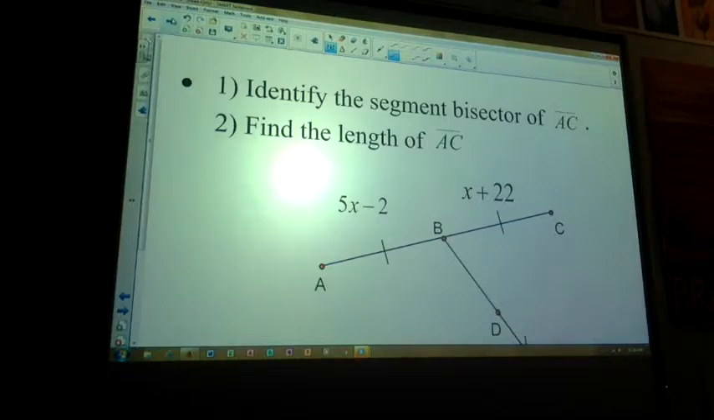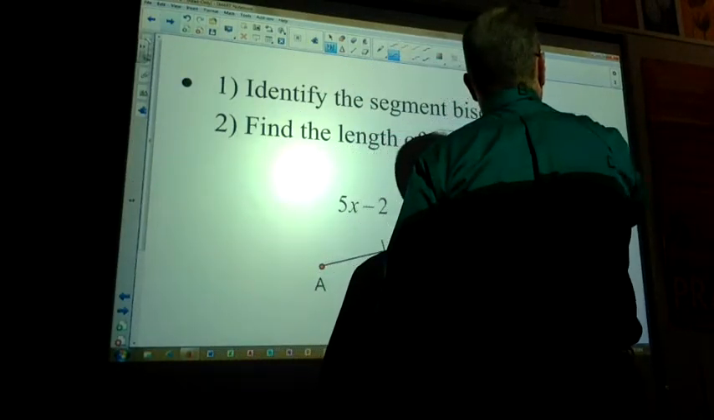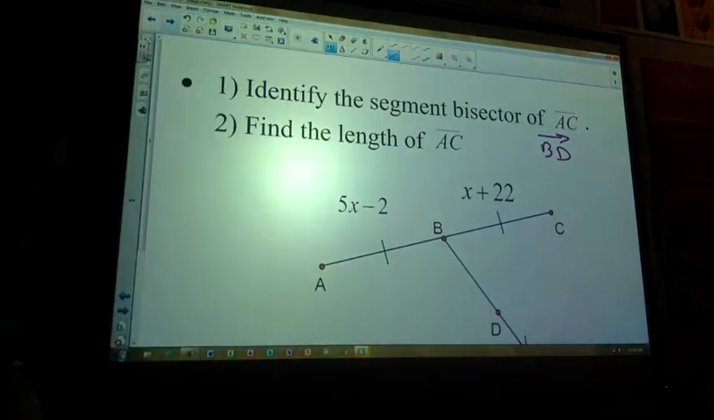What if it asked, how long is RS? What would you have to do? You'd have to plug x back in to find it. If they asked you, hey, how long is RT? You'd have to substitute 5 back in for x and add them together. And so there's math that's taking place. There's a logical progression of events.